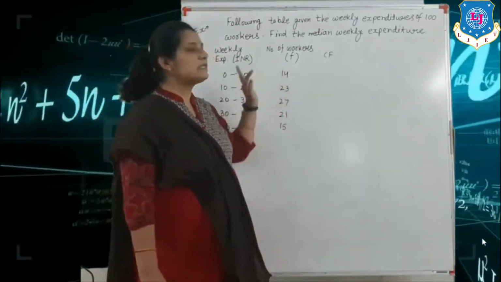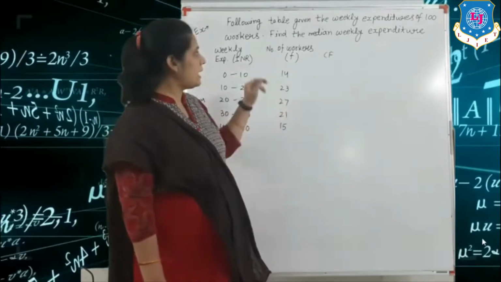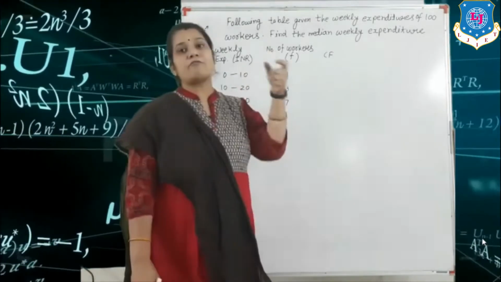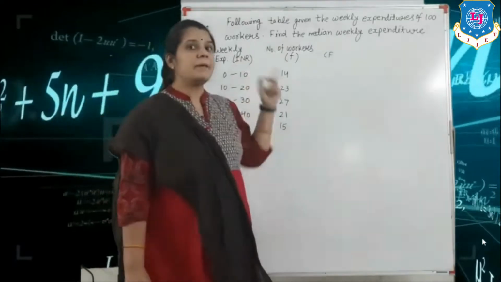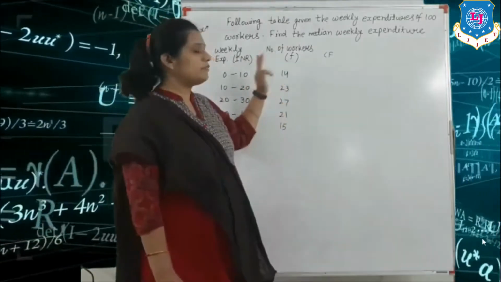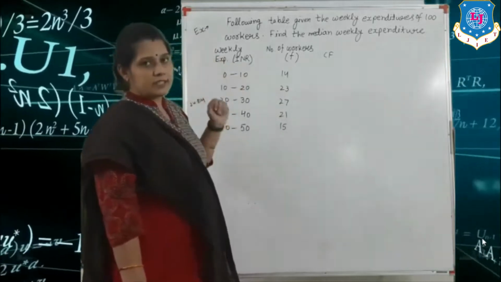Sometimes the frequency is given directly, so this is very easy to find. But sometimes we are given the number of workers. So always keep in mind, if your question gives the number of workers, that means we are given the frequency. Here the weekly expenditure is in Indian rupees.